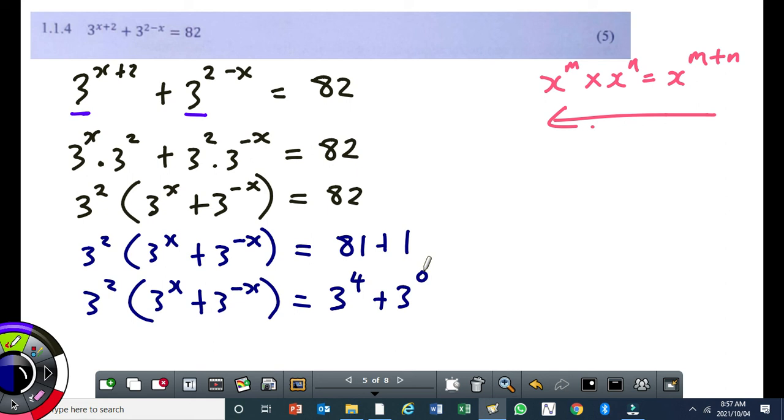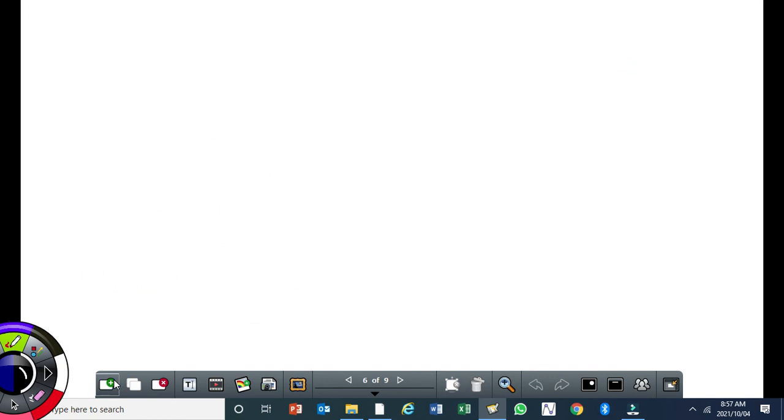When we divide, okay, so if I divide here, I'll divide here. Not with this, cancel out all the bases. No. That's a big no now. So this becomes 3 to the power of x plus 3 to the power of minus x, and this is equal to.